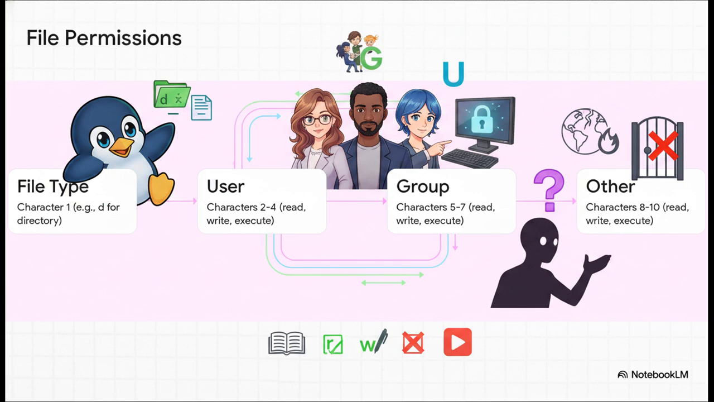Then we just chop the remaining 9 characters into 3 chunks. Chunk 1 represents the user who owns it, Chunk 2 is the group assigned to it, and Chunk 3 is for other, which literally means absolutely everyone else. r is for read, w is for write, and x is for execute. Oh, and if a letter is missing and replaced by a hyphen, that specific permission is completely locked down.